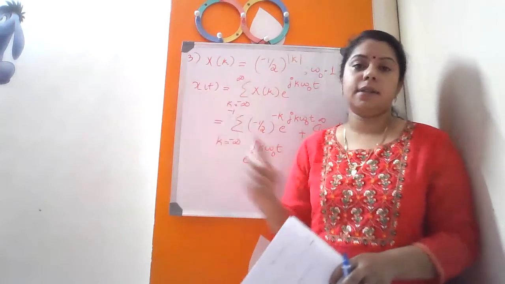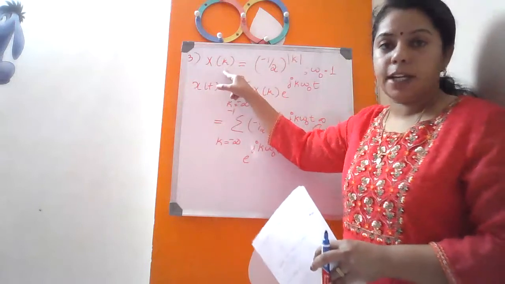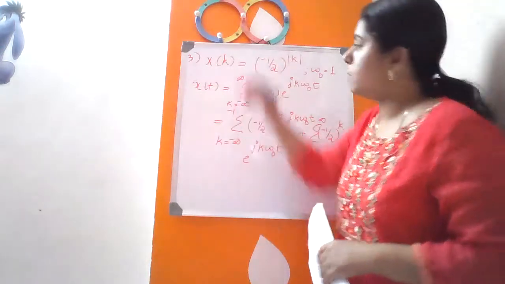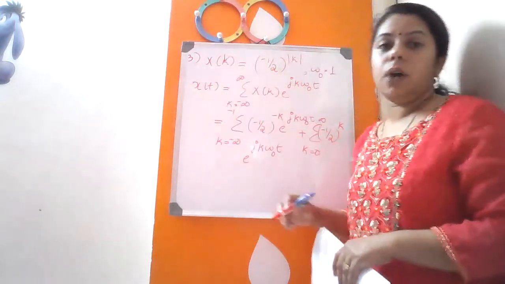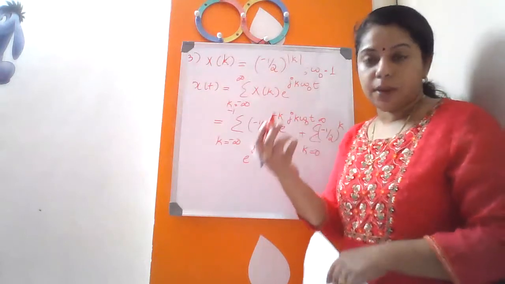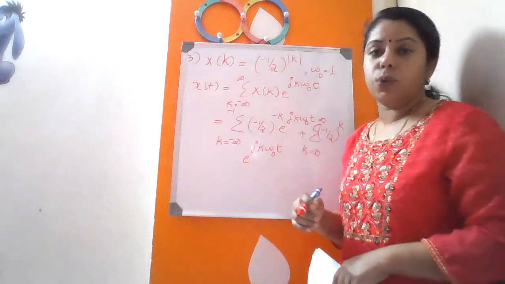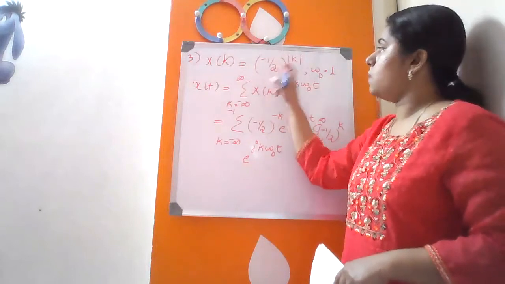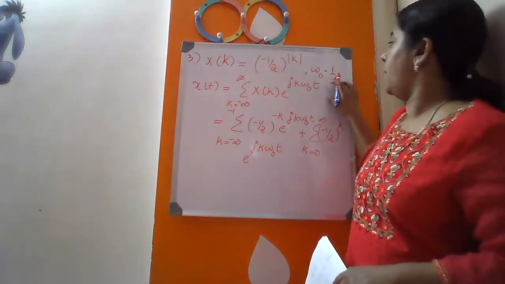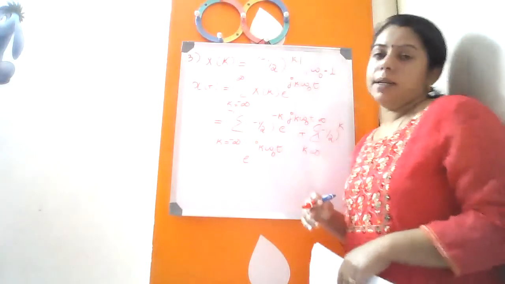So see the third question. The Fourier series coefficient is provided, that is x of k. Okay, you have to find out the x of t. That is, you are retrieving back your time domain signal x of t. So this is what we have to do. It's given as minus 1 by 2 power mod k, and the angular frequency they already provided. It is omega naught equal to 1. Okay, so let us start.